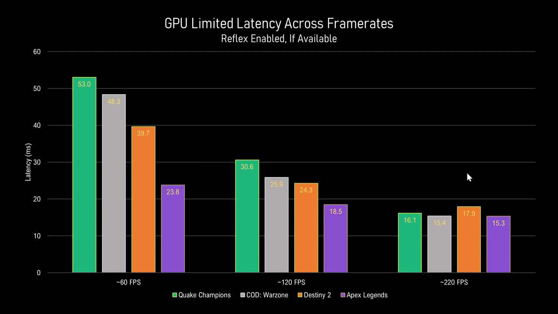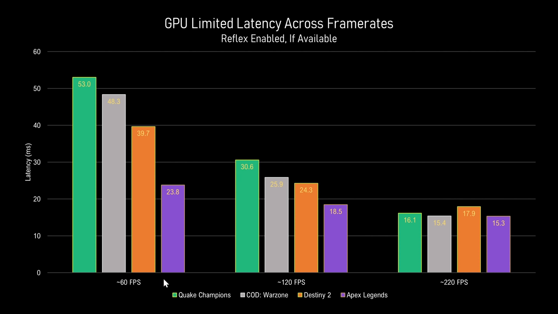Reading backwards from right to left, at high frame rates, most of these games are doing pretty well, around 16 milliseconds before a mouse movement can be measured on screen. But as the frame rate drops, the differences become more apparent. At 120 FPS, again, GPU limited, Apex Legends is doing amazing. And interestingly, Destiny 2 is now performing a bit better than Warzone. Quake Champions, without either ULLM or Reflex, is starting to fall away from the rest of the pack.